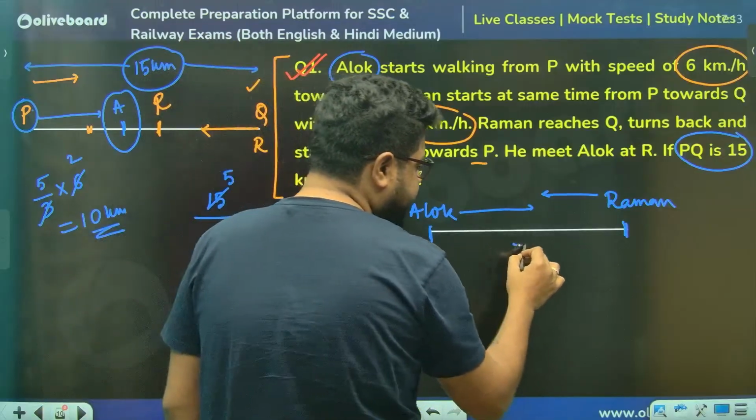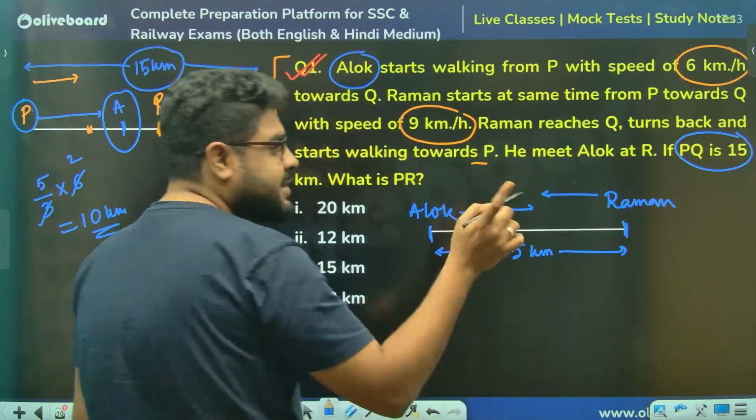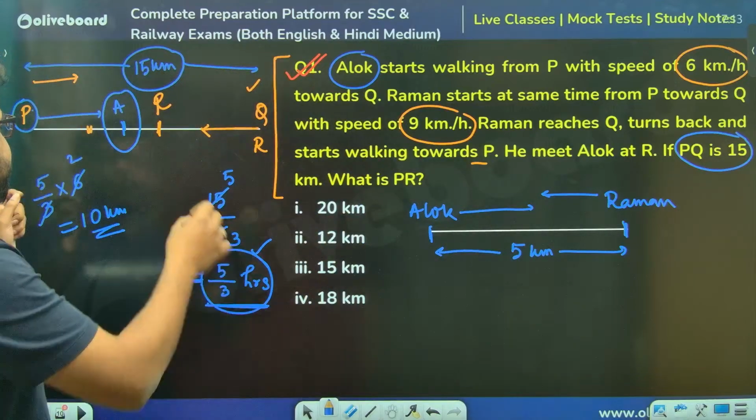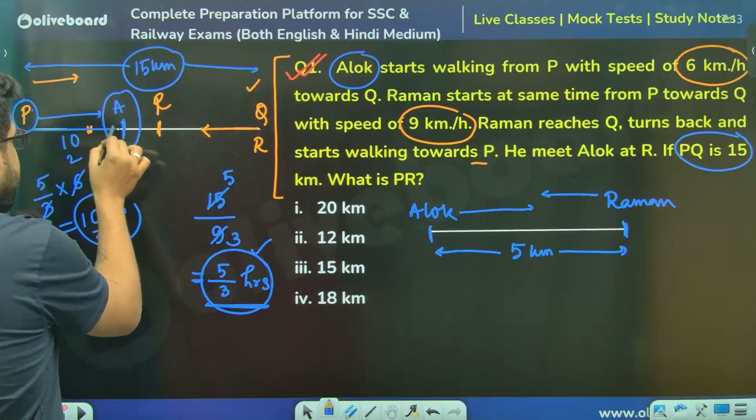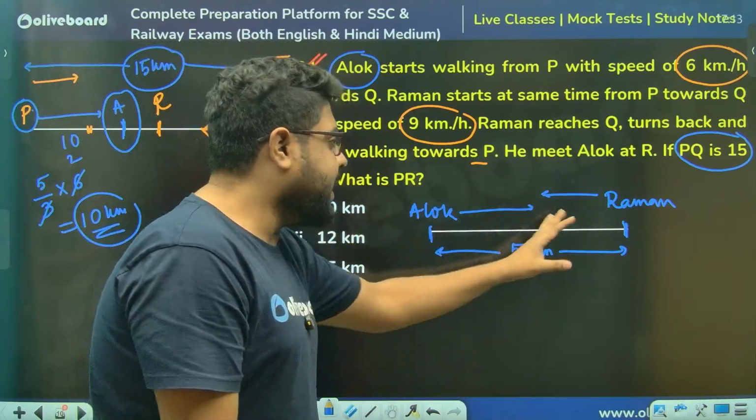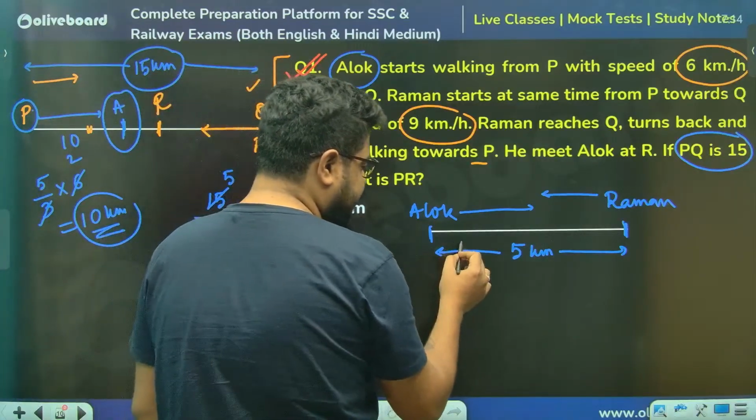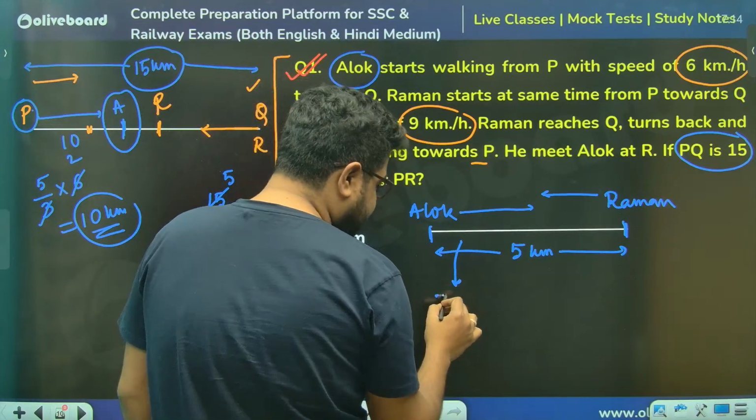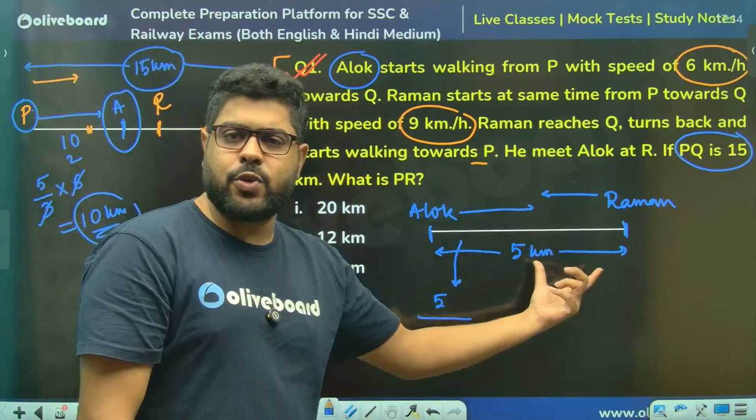What is the distance between them, sir? Can I say it's 5 kilometers? Now you might say, sir, why 5? Because you see, he has only gone, this is 10, sir, this much. So the remaining has to be 5 kilometers. Sir, how much time will they take to meet each other? 5 kilometers they need to cover.